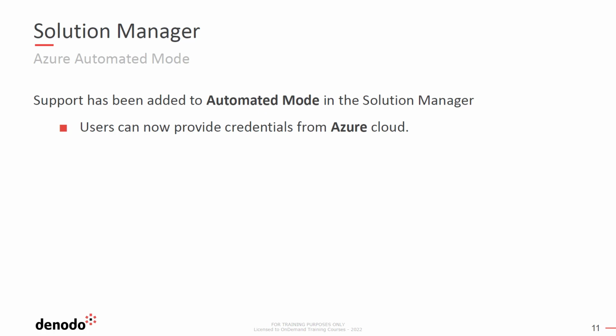You can go to the menu Configuration, Automated Mode to see the Azure window, where you can provide Azure credentials for your organization. It is also possible to optionally enable Azure Blob Storage for centralized logging here.